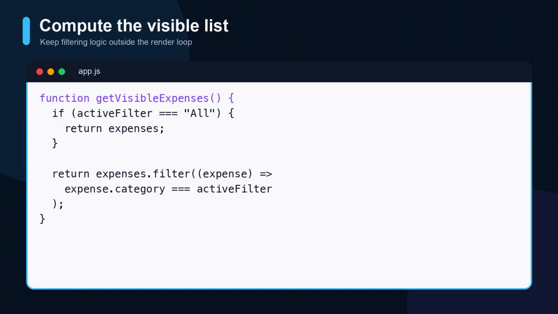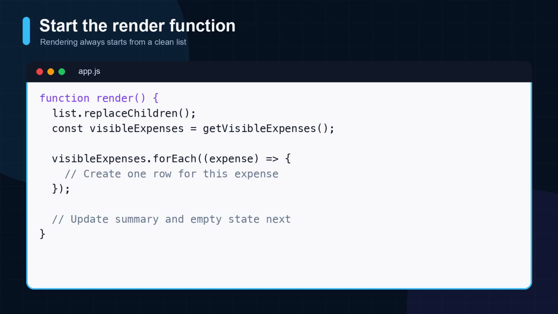Keep filtering in a small function. All returns the original array. Any category returns a filtered array where the category matches the active filter. The render function starts by clearing the visible list. Then it gets the current filtered expenses and creates one row for each item. Rebuilding from state keeps the page predictable.